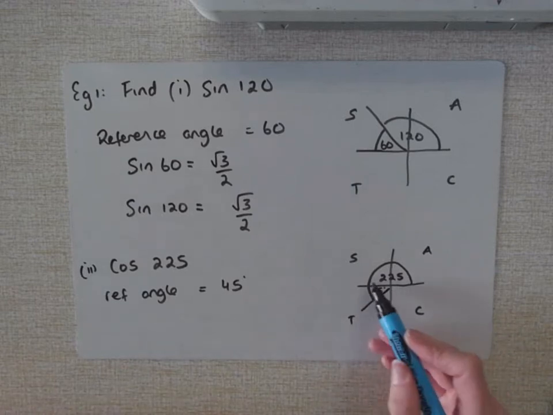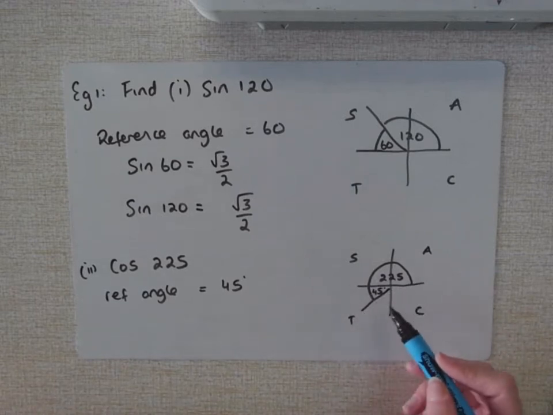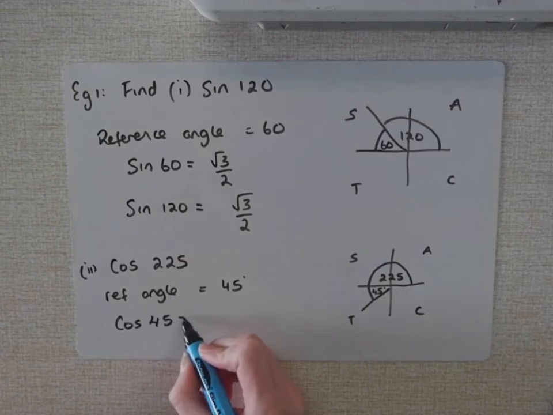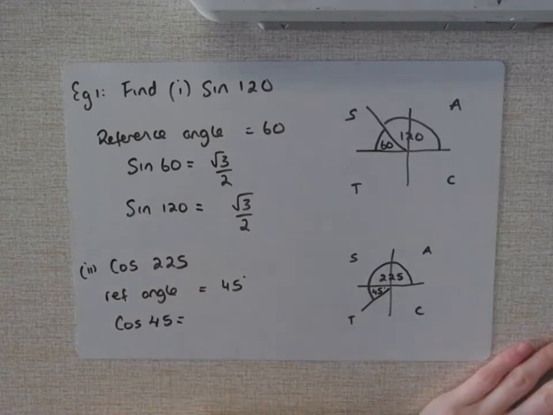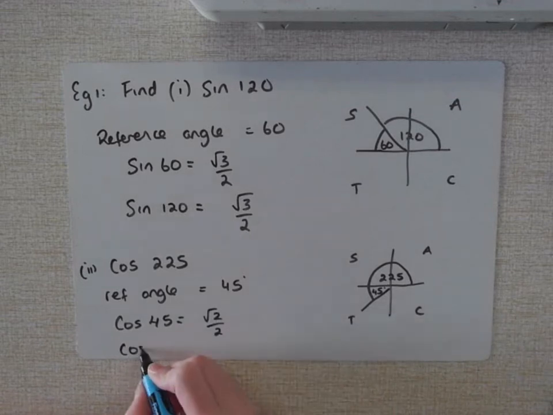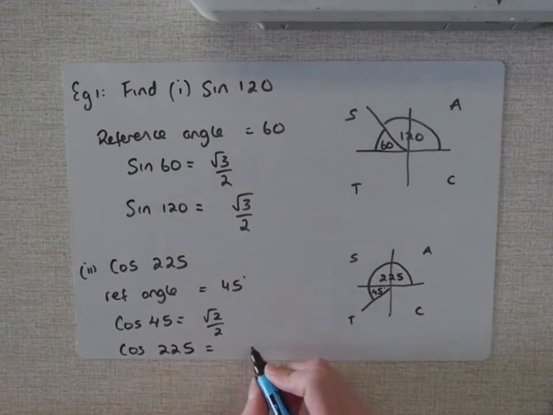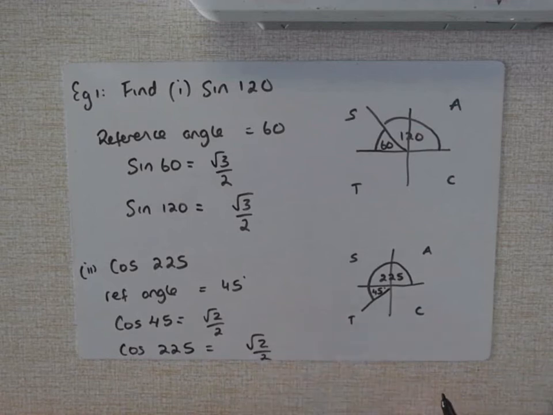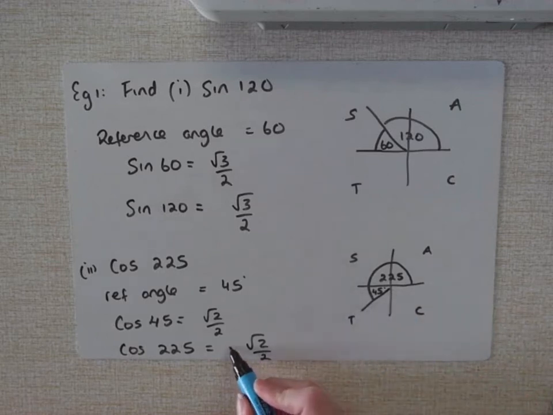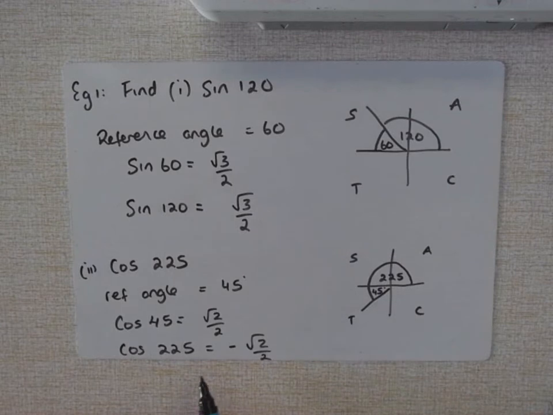I'm down here in the tan quadrant, so only tan is positive. So I know cos of 45 from my log tables or my calculator is root 2 over 2. So cos of 225 is root 2 over 2. And I just need to decide what sign it's going to be. So down here, what sign is cos? Cos is a minus, isn't it? So cos of 225 is minus root 2 over 2.